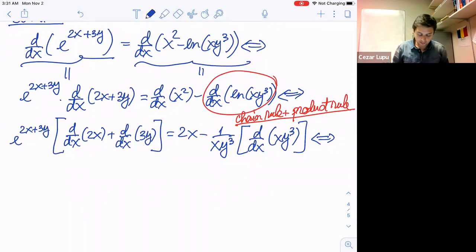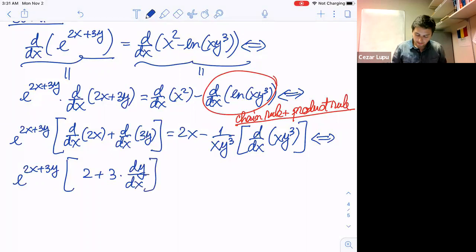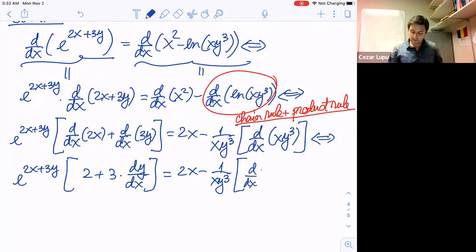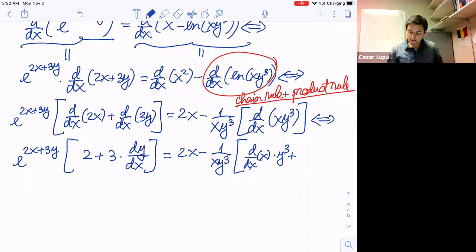And now let's see here inside. So here I'll have e to the 2x plus 3y times 2 plus 3 times dy over dx equals 2x minus 1 over xy cubed. And now let's be careful here. We're going to apply the product rule at this point. So we will have d over dx of x times y cubed plus x times d over dx of y cubed.